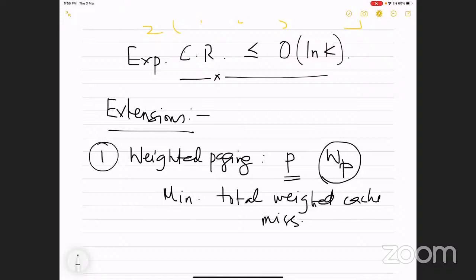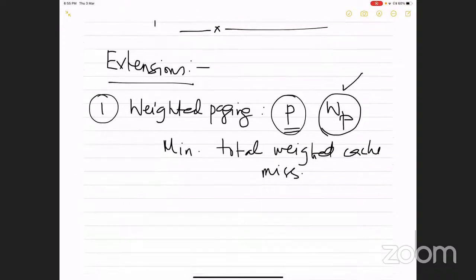Think of WP as the size of the page in some sense, like how much time or cost it will incur to move this page out or move this page in. By the way, I talked about cache misses, but you can also talk about the number of times you have to bring in a page. The number of cache misses is roughly the same as the number of times you move out a page, which is roughly the same as the number of times you move in a page. So if page P is evicted, you don't pay 1, but you count WP. Now you want to minimize the total weighted cache miss. This is called weighted paging. I hope this is clear.